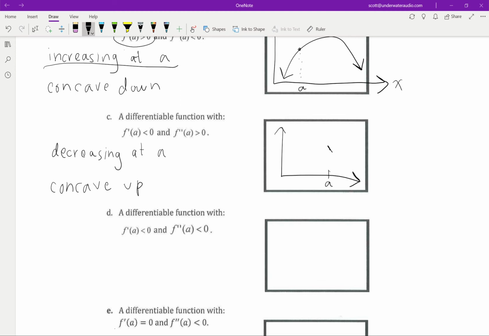So let's see. To make it increasing, we will make it really negative and then make it less negative. So if you think about it, before A, it was decreasing. Really, it's decreasing a lot. Now it's decreasing less and less and less. So the picture as I've drawn it does look concave up, so I think I did okay.